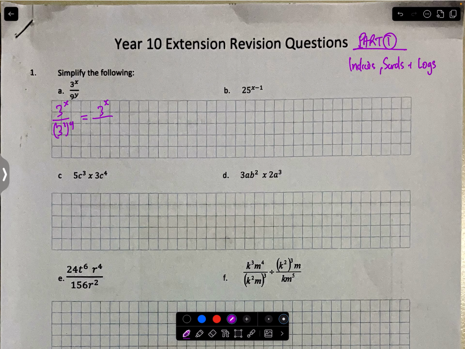2 times y is 3 to the 2y. Now I can apply that rule. Same base number, subtract the powers. 3 to the power of x take 2y.